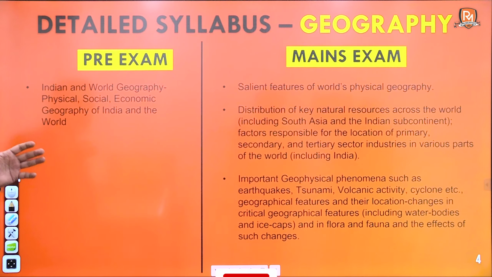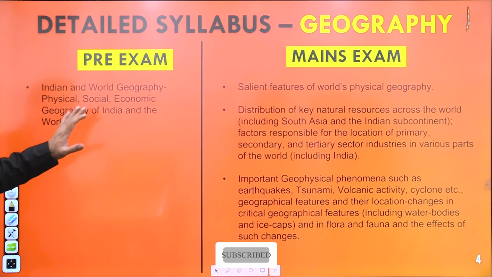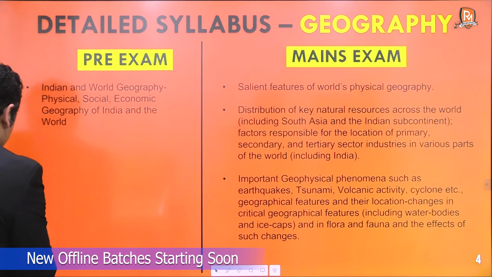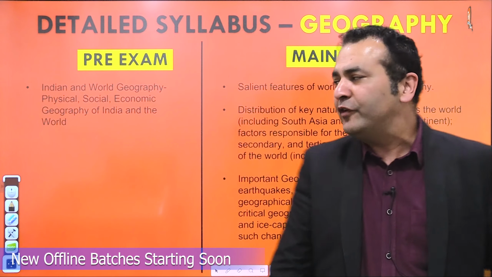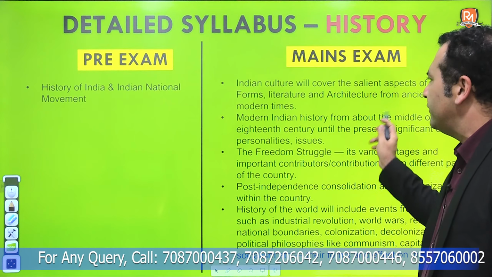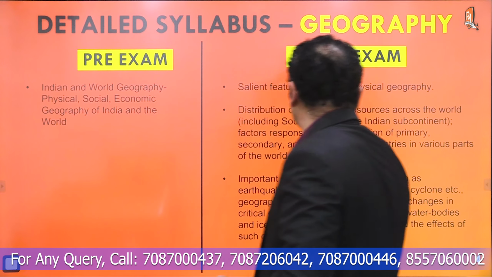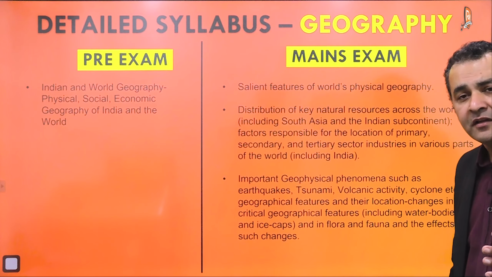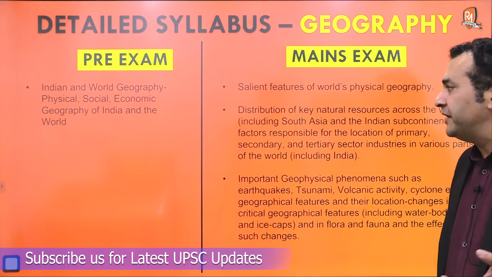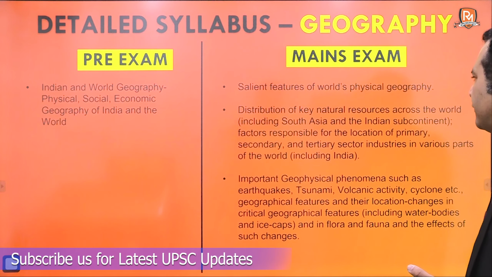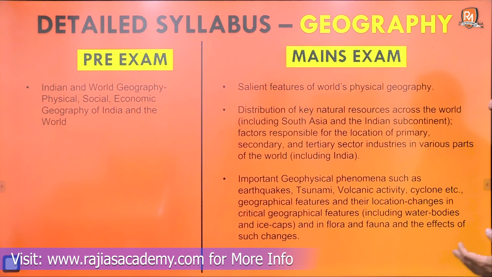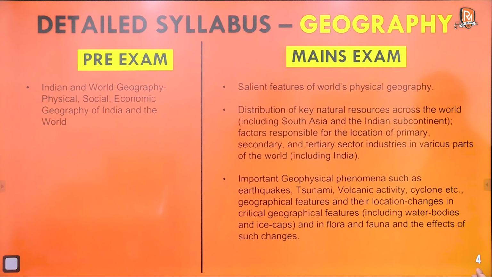Similarly, let us look at geography, right? What have they said in pre? Indian and world geography: physical, social, economic geography of India and the world. That is it. Now what are the ingredients, the topics that we need to cover? Salient features of the world's physical geography. Even here they have not properly explained the syllabus. Now you have to understand all the ingredients here. Distribution of key natural resources across the world, including South Asia and the Indian subcontinent. Factors responsible for the location of primary, secondary and tertiary sector industries in various parts of the world, including India.